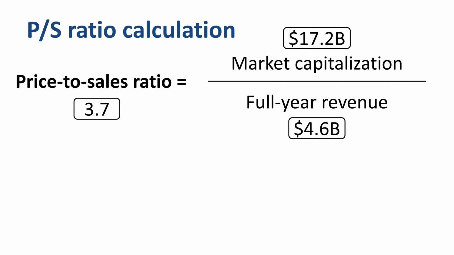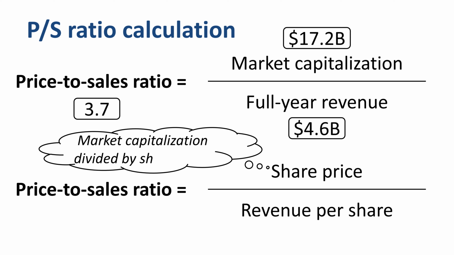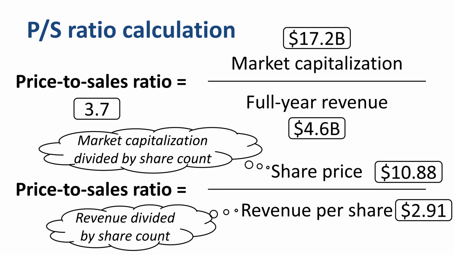Alternatively, you can calculate the price to sales ratio by taking the share price and dividing it by the revenue per share. Both in the numerator as well as the denominator of the calculation, you divide by the share count. A share price of $10.88 divided by revenue per share of $2.91 gets you to the same price to sales ratio of 3.7.